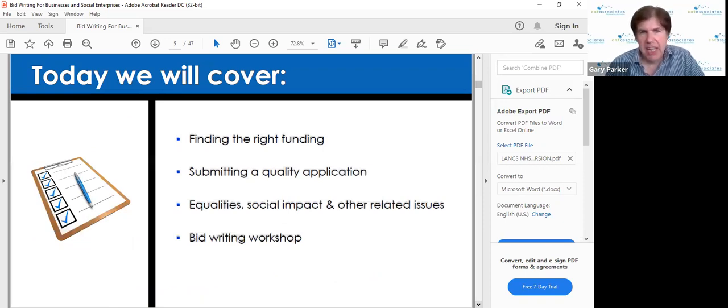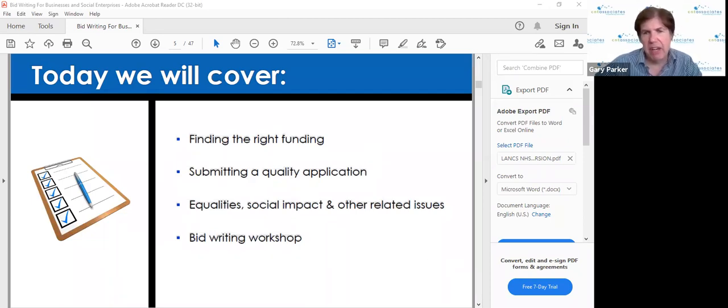What are we going to cover today? The two main elements of bid writing fundraising. First is finding the right funding, because obviously if you don't know where to find it, then it becomes more difficult to even write a bid in the first place. And you need to do your research, and then we're going to look at some of the elements of submitting a quality application, and then we're going to look at some of the issues around bid writing, particularly in the social and community sector, around equalities, social impact and other related issues.